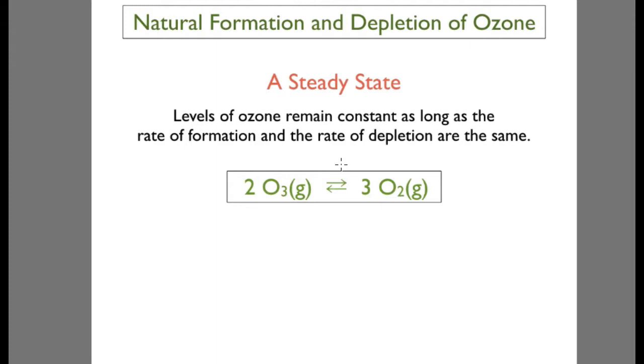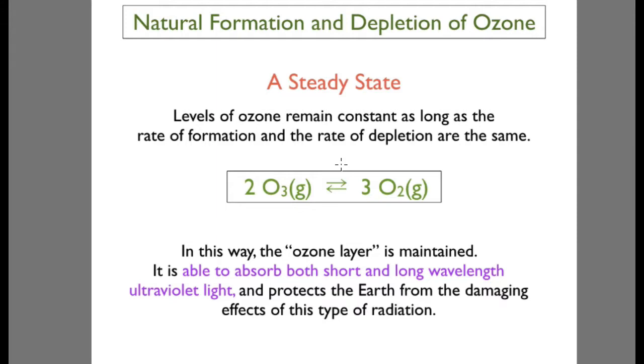Levels of ozone remain constant as long as the rate of formation and the rate of depletion are the same. In this way, the ozone layer is maintained. It's able to absorb both short and long wavelength ultraviolet light and protects the Earth from damaging effects of this type of radiation.